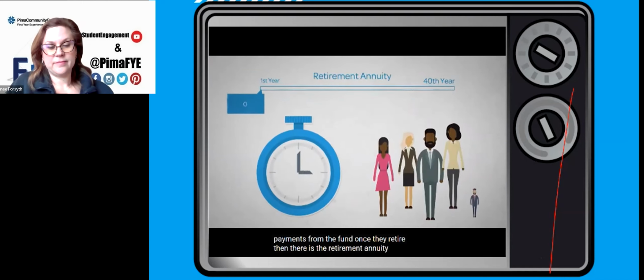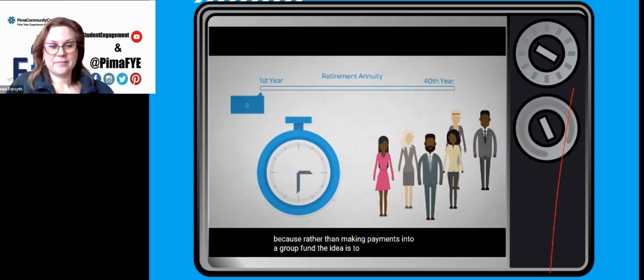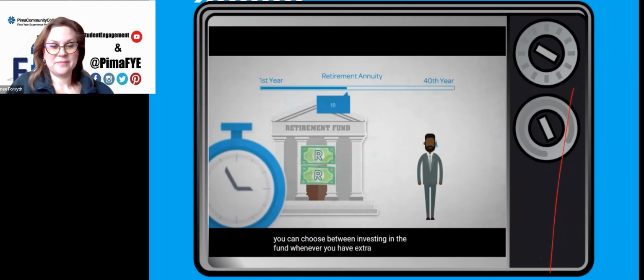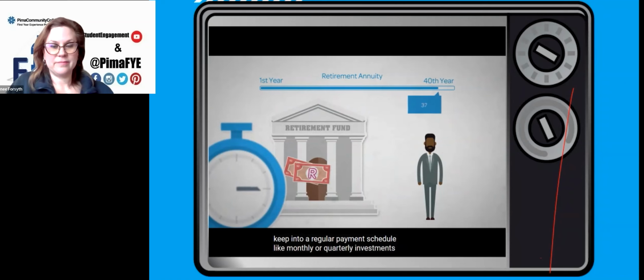Then there is the retirement annuity option. This is a private pension plan because rather than making payments into a group fund, the idea is to go it alone. You can choose between investing in the fund whenever you have extra money or keeping to a regular payment schedule like monthly or quarterly investments.